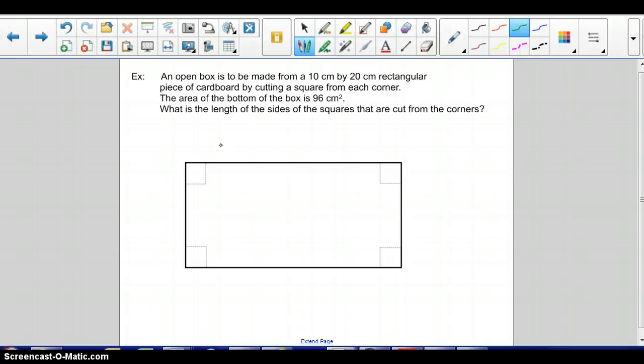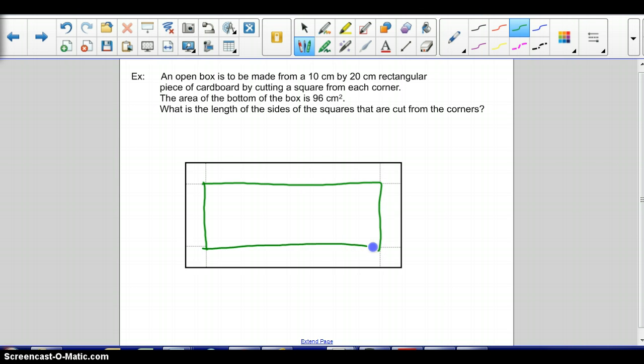Okay, so let's kind of draw this out like we did in the last problem. So I'm going to draw in that bottom of the box, which we were given that the area of the bottom of the box is 96 centimeters squared. We're also given that the box is made from a 10 centimeters by 20 centimeters rectangular piece of cardboard. So I'm going to label these sides 20 centimeters and I have 10 centimeters here. Okay.